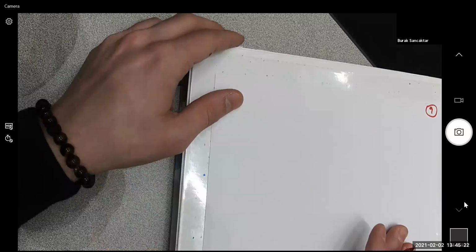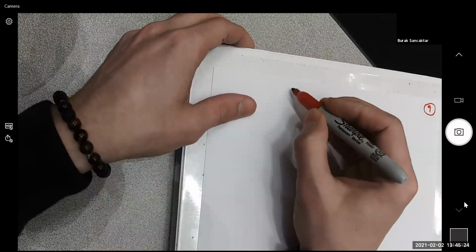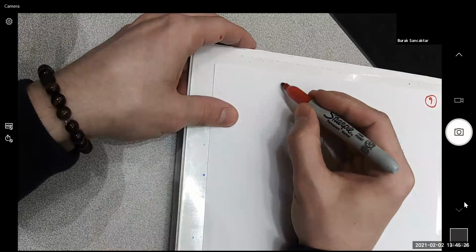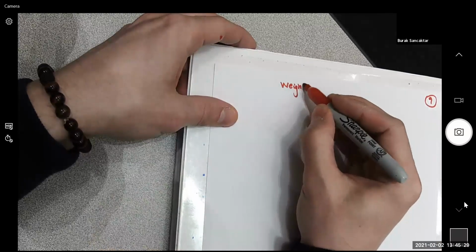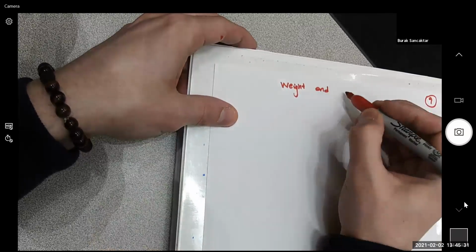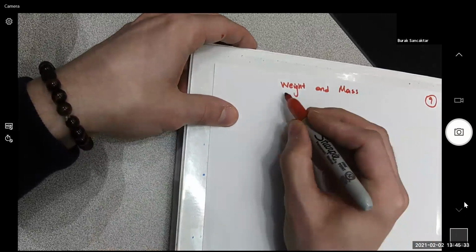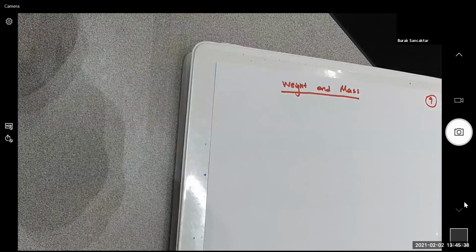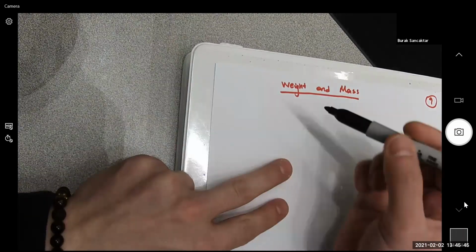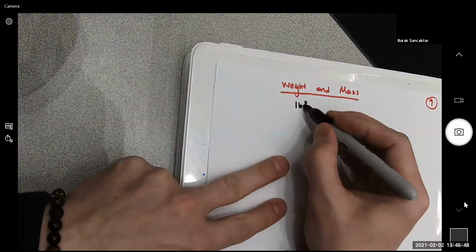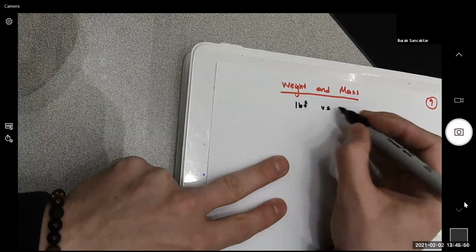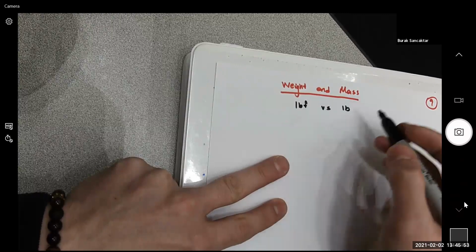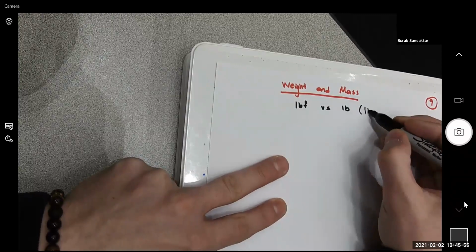Okay. Let's talk a little bit about units next, both SI and the customary units. For your customary units, it will be pound force versus pound mass.